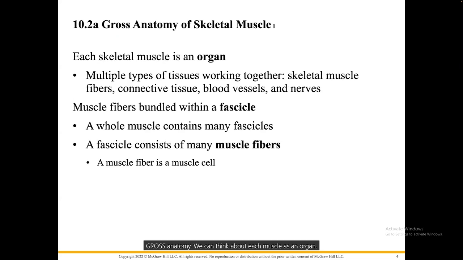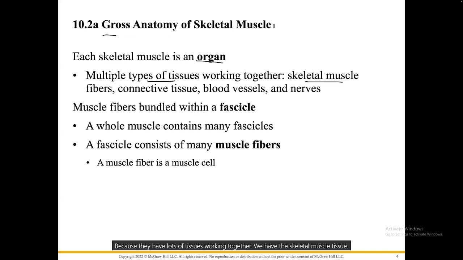Gross anatomy. We can think about each muscle as an organ. Go back to chapter 1. What's an organ? A collection of different tissues. What's tissues? A collection of different cells, right? Every skeletal muscle in your body is an organ because they have lots of tissues working together.